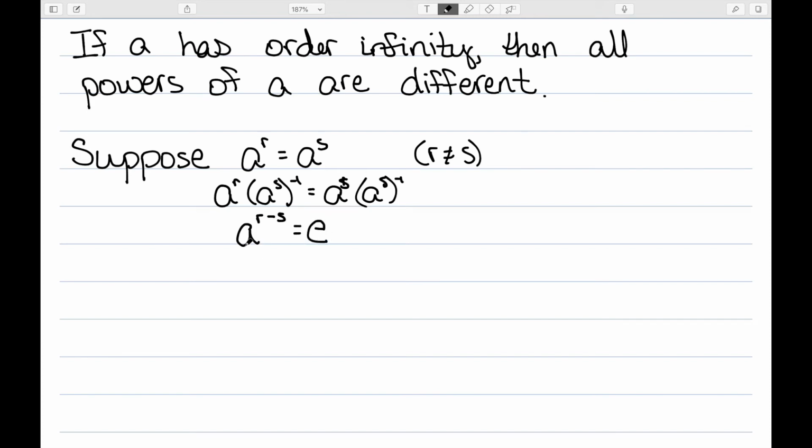But now I have a raised to a finite power is equal to the identity, and that contradicts the fact that a has order infinity. The order infinity means there is no positive integer such that a to that power is equal to the identity. So I have my contradiction. The only way this would work is r minus s is equal to 0, or r is equal to s.